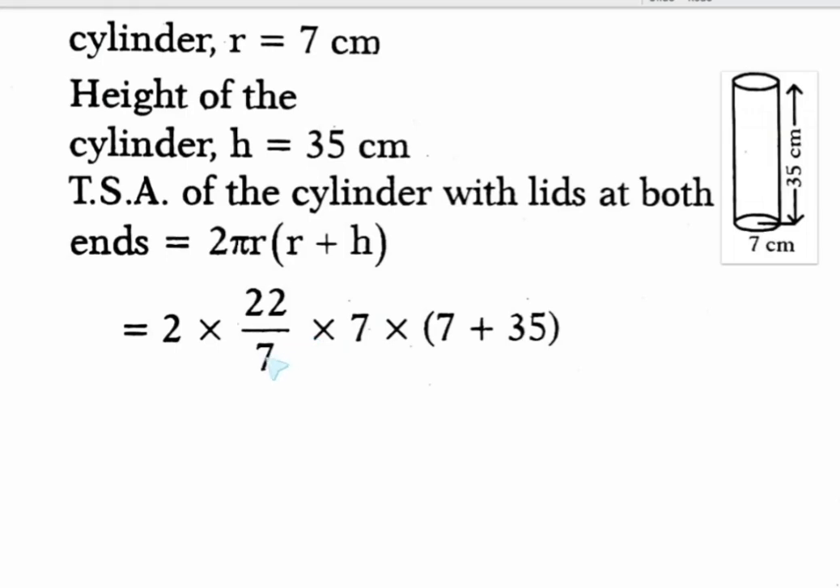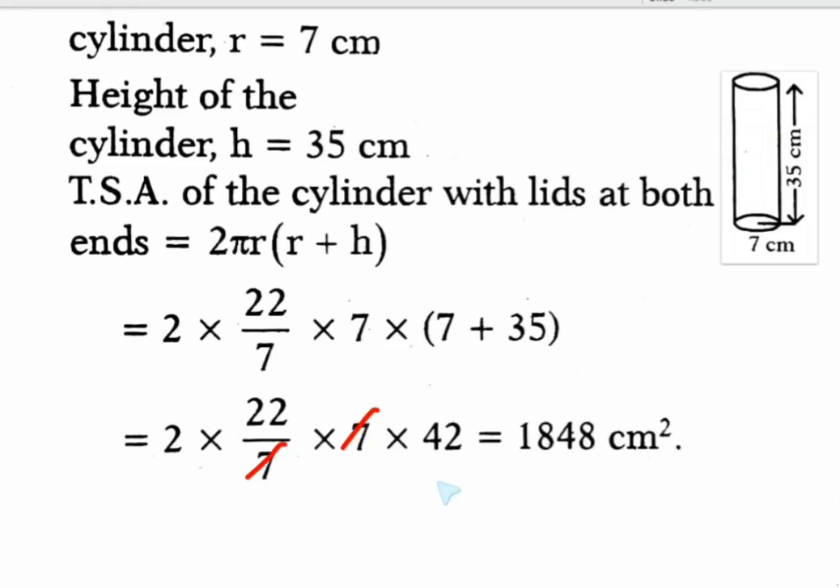Now the 7 gets cancelled. This is 2 into 22, 44. 44 into 42 is equal to 1848 centimeters square. This is the total surface area of the cylinder.